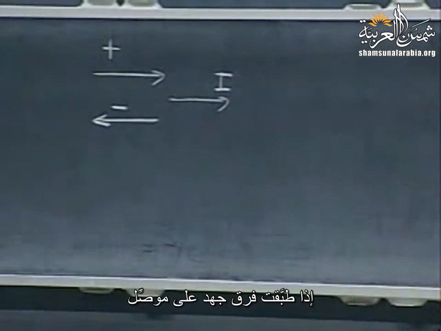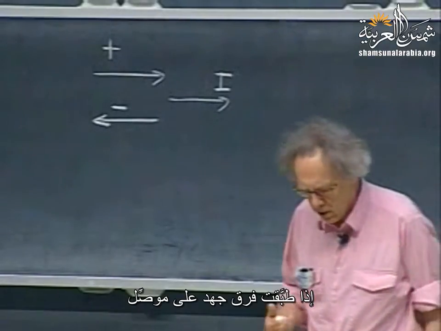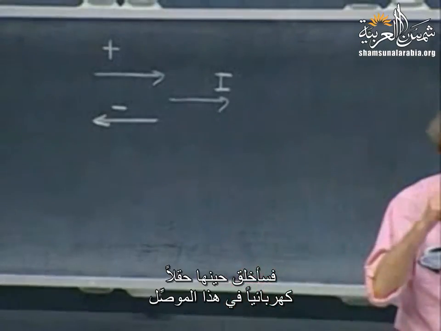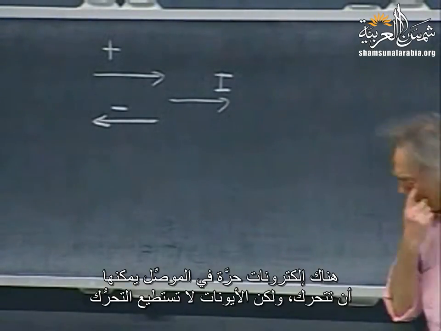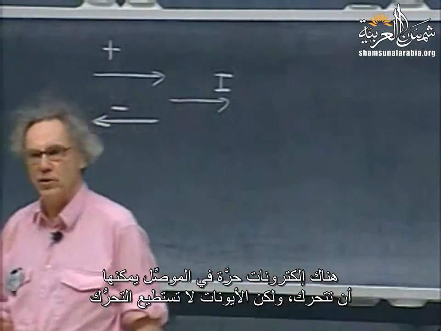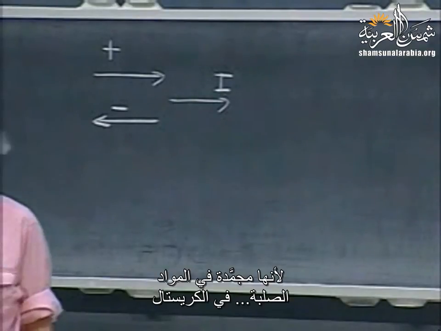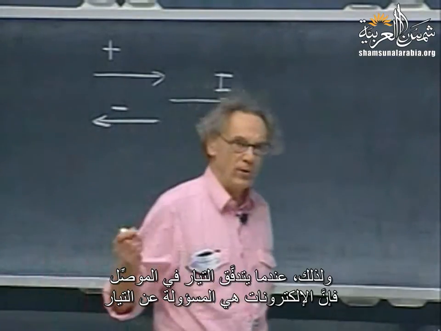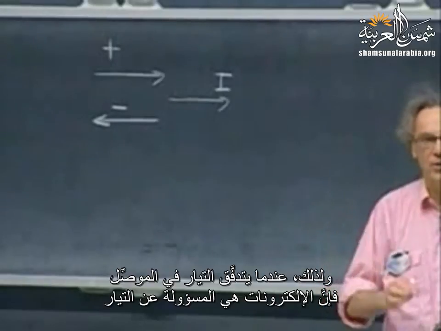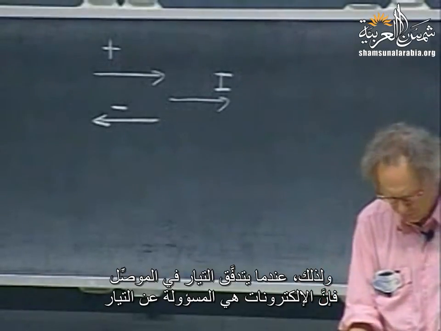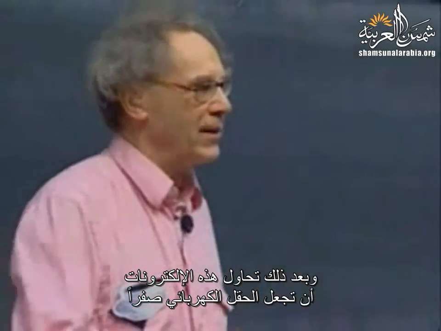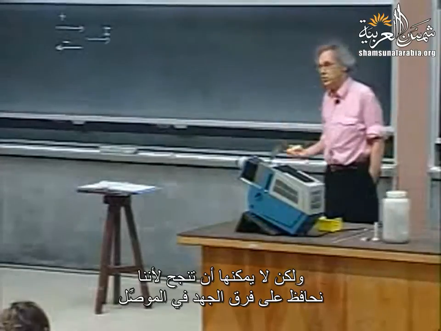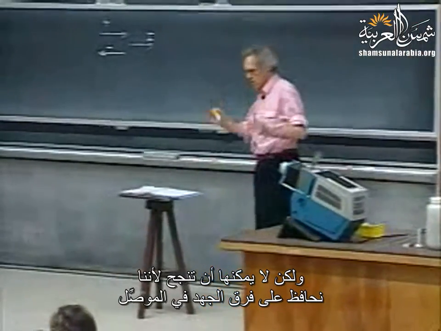If I apply a potential difference over a conductor, then I'm going to create an electric field in that conductor. There are free electrons in a conductor, they can move, but the ions cannot move because they are frozen into the solid, into the crystal. So when a current flows in a conductor, it's always the electrons that are responsible for the current. The electrons feel the electric field, and then the electrons try to make the electric field zero, but they can't succeed because we keep the potential difference over the conductor.